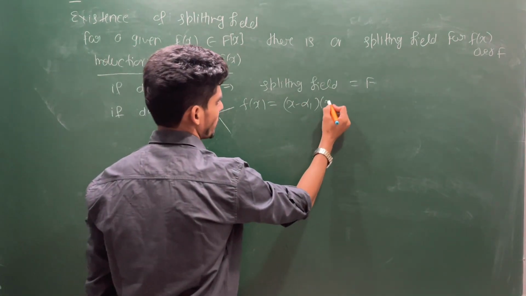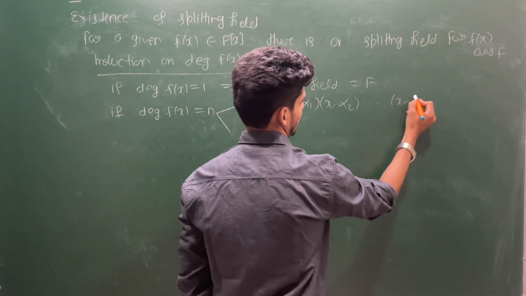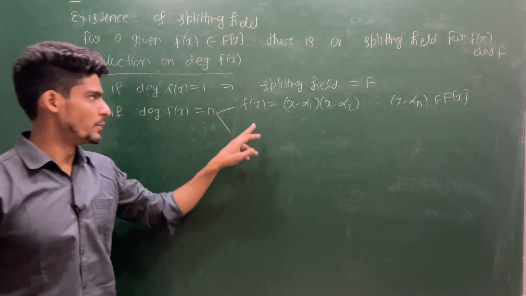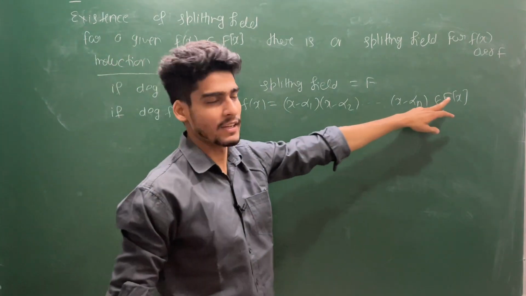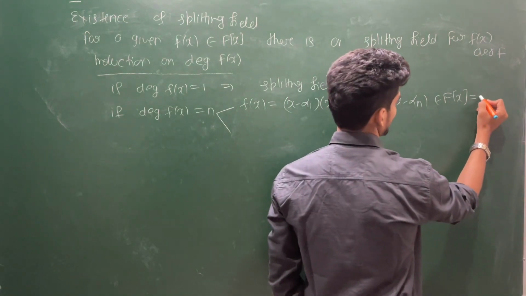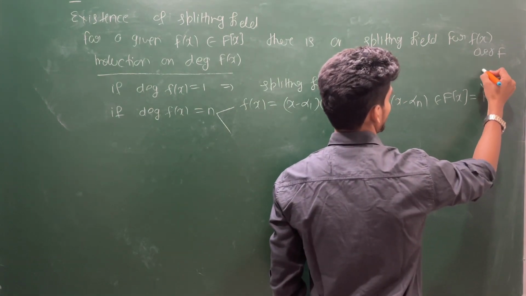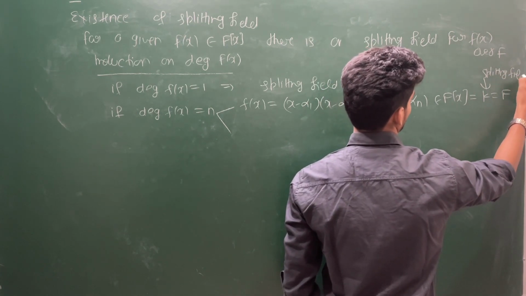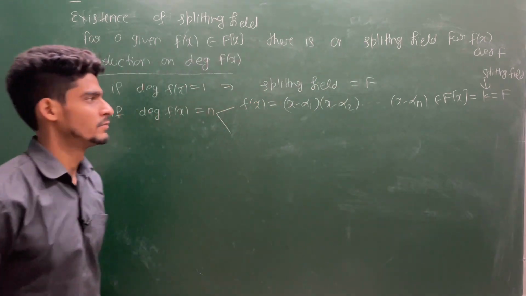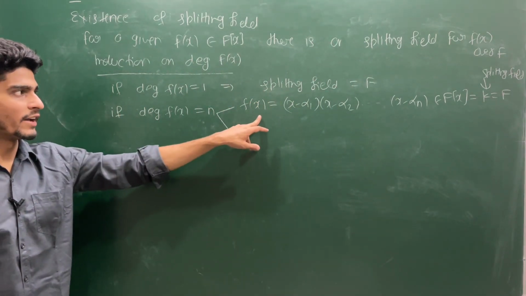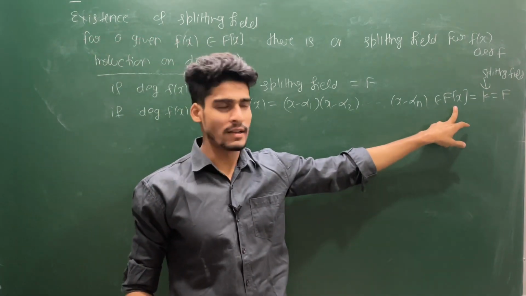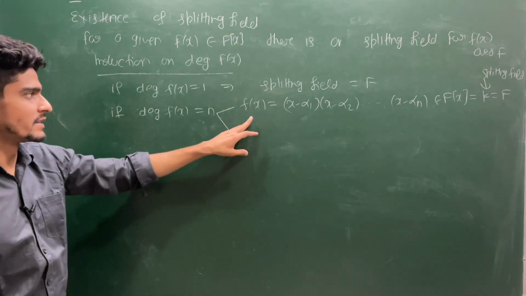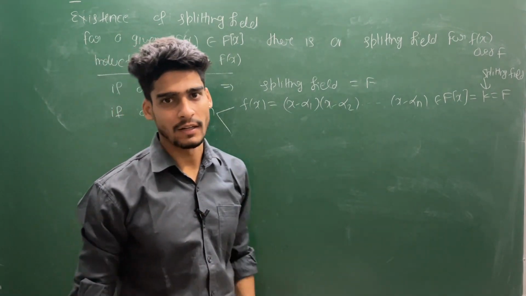If you can write it in this format, suppose you are able to write your polynomial into linear factors inside F[x], then again you can choose your splitting field, say K. Here K denotes the splitting field. That means if your f(x) factors completely inside F[x], then you can choose your splitting field to be F itself. But there is a chance that f(x) contains some irreducible factor.